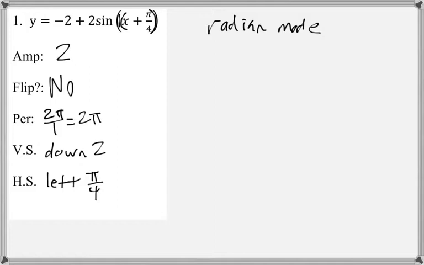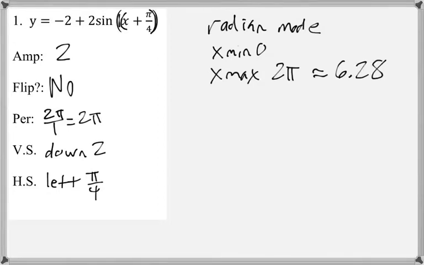Under window, you want your x min to be 0. Let me write this down, x min 0. X max, you want it to be 2 pi. So if you type in 2 pi, it will actually convert it for you to the decimal, so 6.28. And then the scale, that should be okay.